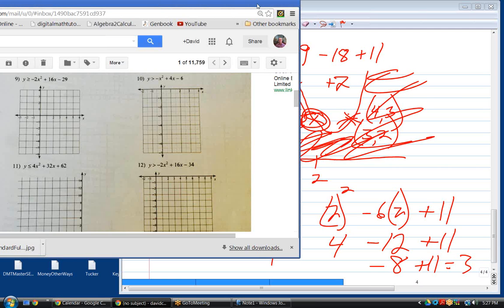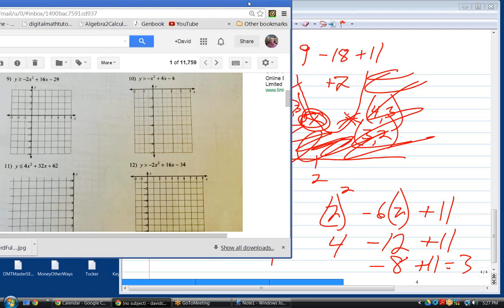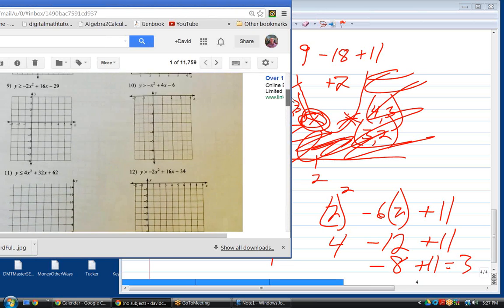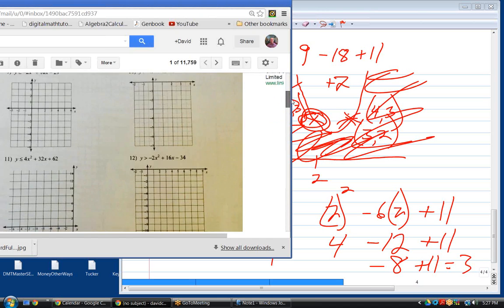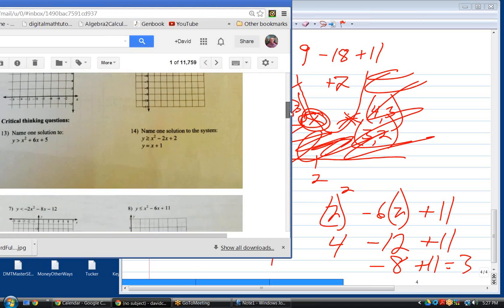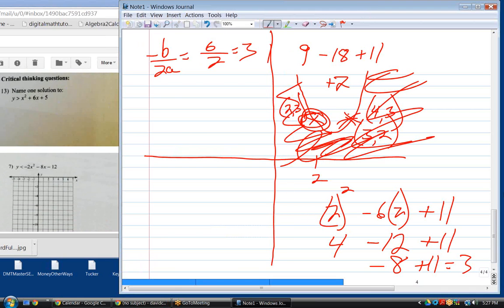Let's see, do we want to do all of these? The trick on all of these is going to be graphing them. I think I'm okay on the graphing now. Let's reserve 9 through 12, and if we have time, we can come back to it. Make sure we hit some of these different kind of questions, like 13.